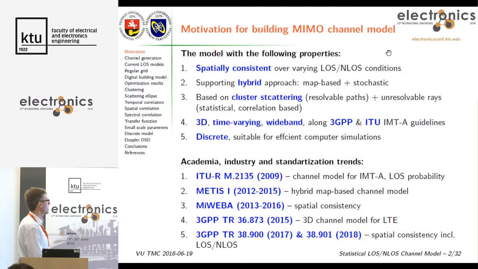There are several questions which are currently understood in academia, industry, and standardization bodies. The first of them is spatial consistency for channel models, and these channel models are for mobile frequencies, from around 1 gigahertz to maybe 3 gigahertz, and in the future it will move to microwaves, to millimeter waves. What spatial consistency means is that we need to take care of line of sight and non-line of sight conditions and spread these conditions spatially.